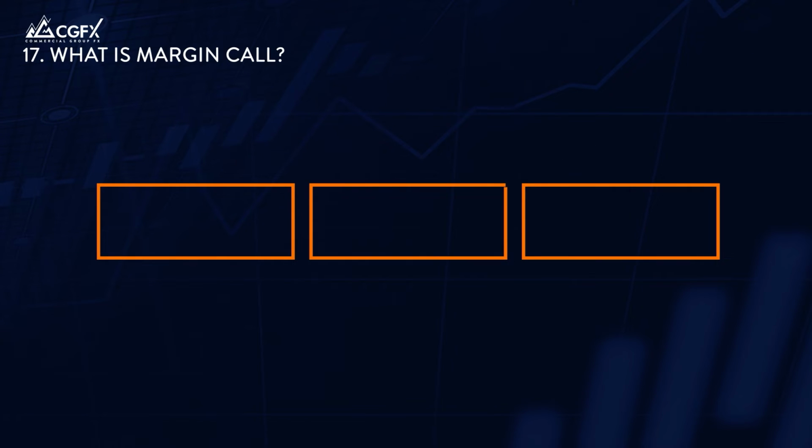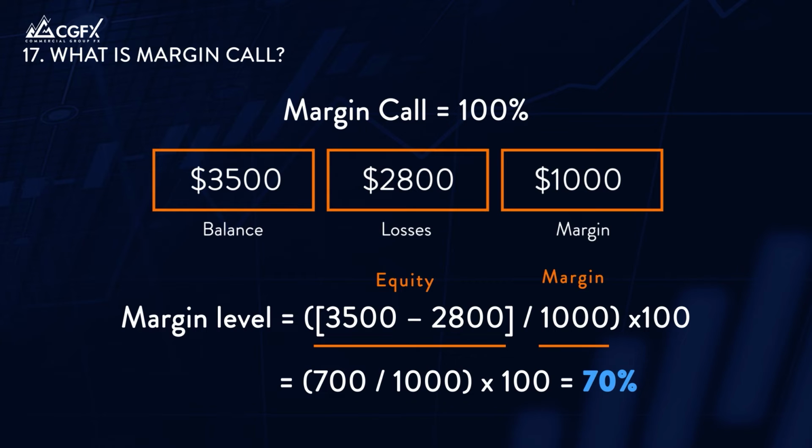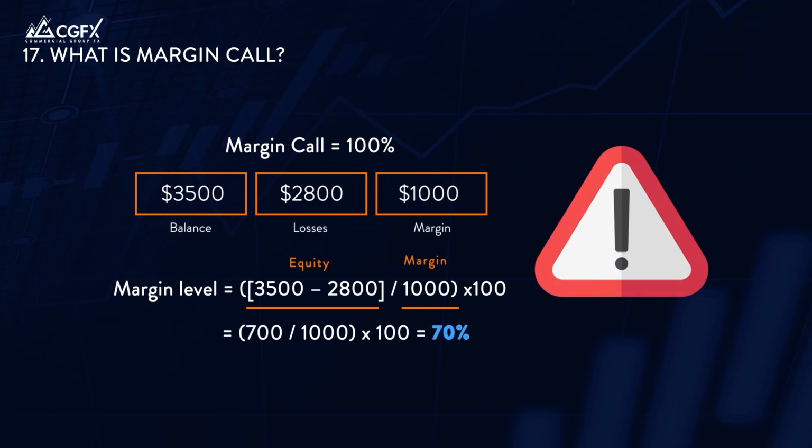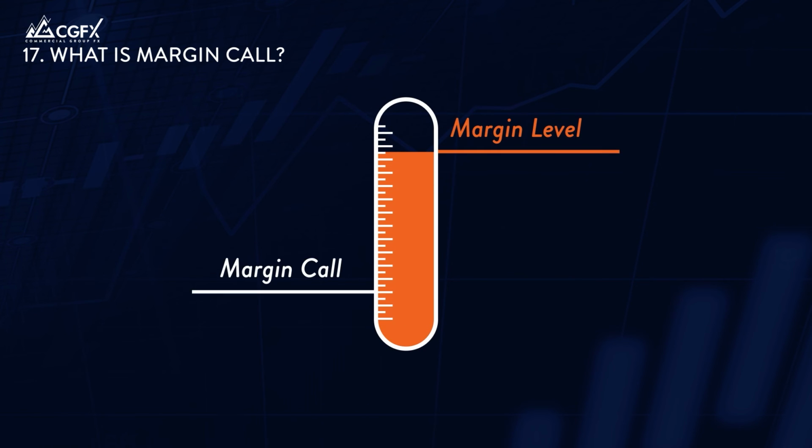Let's look at this example. Remember that your margin level is your equity divided by the margin multiplied by 100. In this example, the trader has already received a margin call notification when his margin level dropped below 100%. So always pay close attention to your margin level.